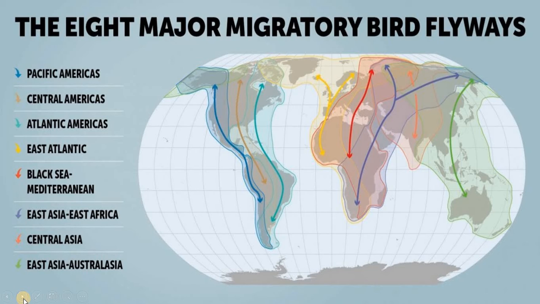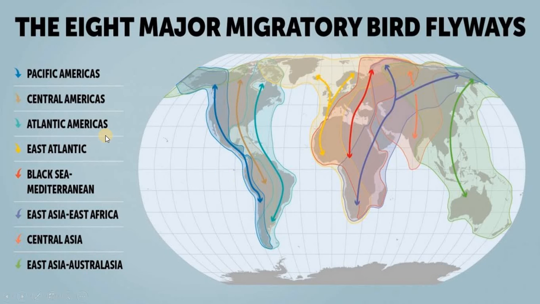Here there are 8 migratory bird flyways. First one is the Pacific Americas. Here the direction goes in this direction, from South America to almost North America. This is one type of migratory flyway. So the birds from South America move to North America. Central America, that means in the central portion of the region, between South America and North America, the birds keep on moving, recurring periodically, time and again.